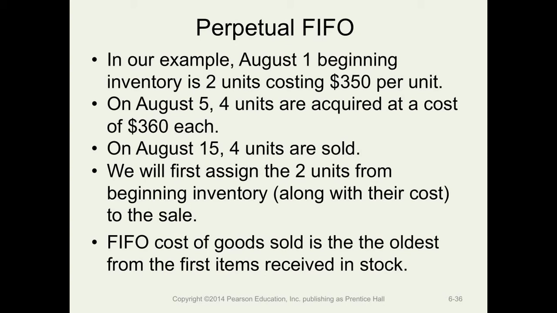And if this is FIFO, first goods in are the first ones out. So these 2 units have to come out of the opening layer or the opening balance of inventory. So the 2 units sold out of the 4 units has to come out of the beginning layer. The rest will come out of the August 5th purchase.